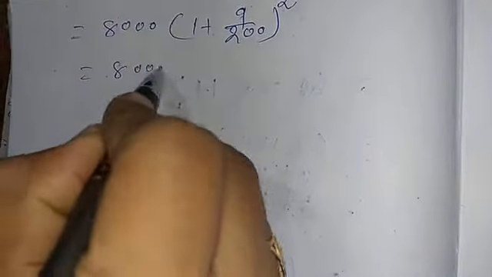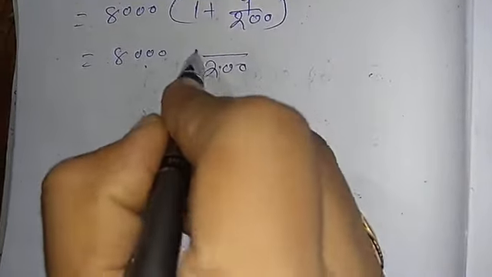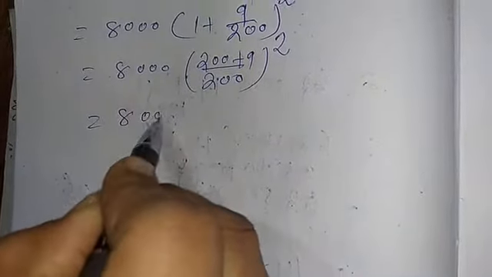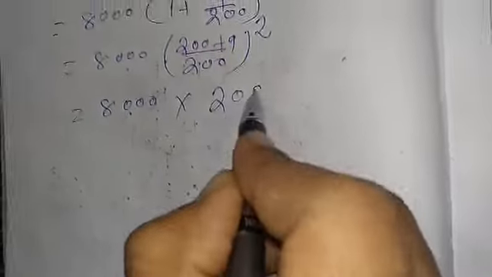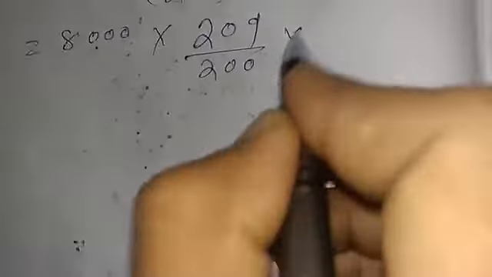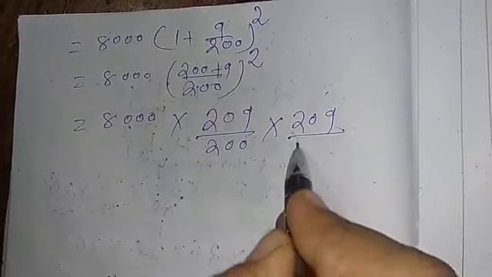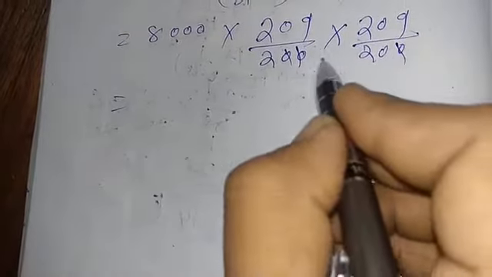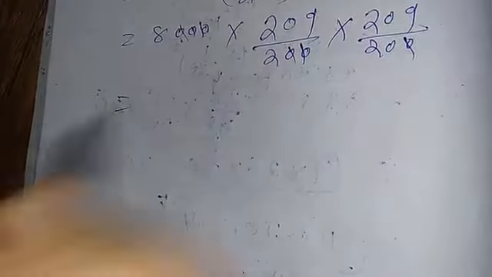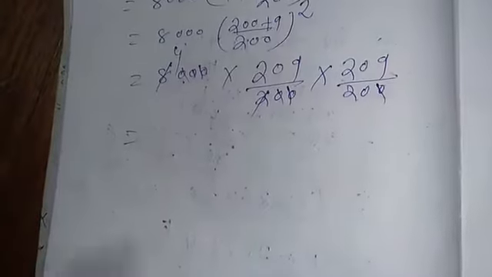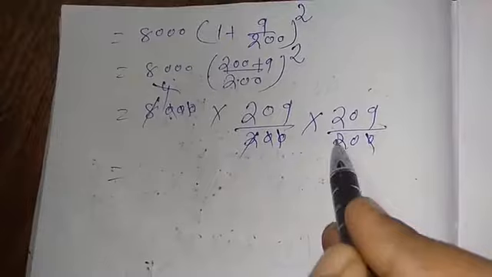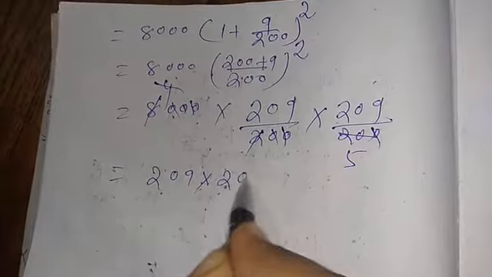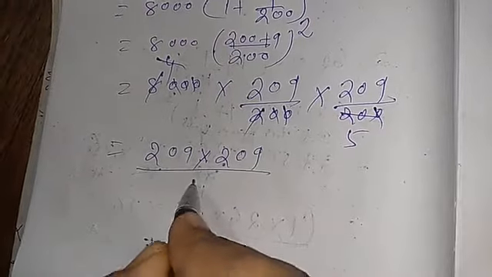So 200 plus 9 whole to the power 2. 8,000 rupees into 209/200 multiplied 2 times. Power 2 means multiply 2 times, repeatedly. So here 1 0, 1 2 3 0, again 1 2 3 0 cancel. Okay, so 2 4 is 8. Finished. Then again 4 5 is 20, means 209 into 209 whole divided by 5.